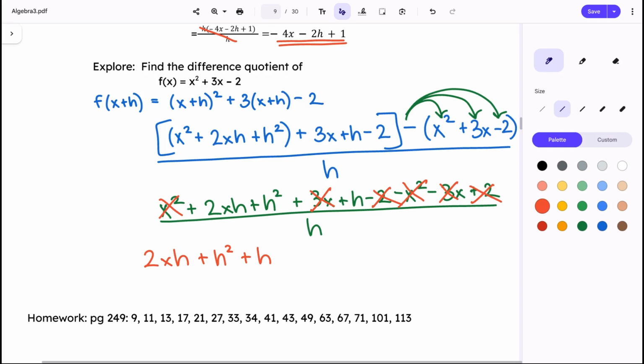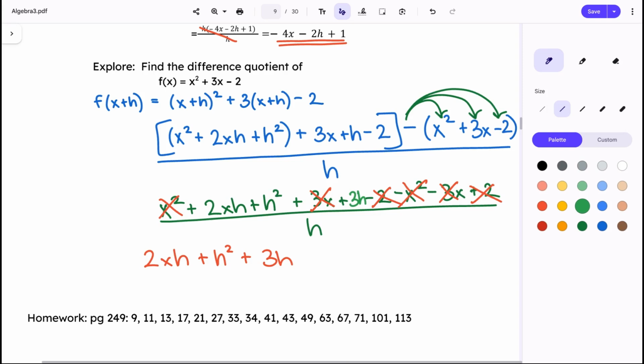Yeah, I thought it was 3h. Oh, did I miss a 3? Because you're distributing 3. Oh, yeah. Yep. Thanks for catching that. That would have caused us a problem in about 30 seconds. That should be a 3h right there.